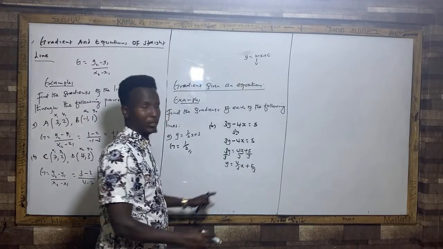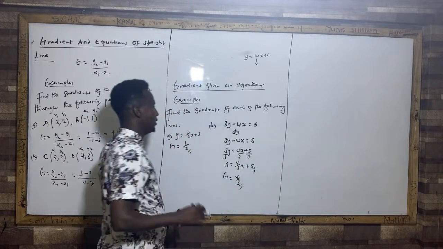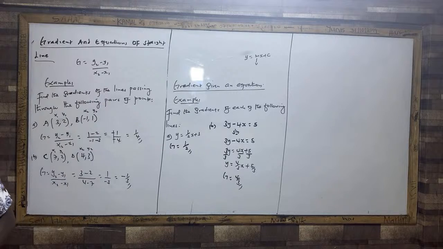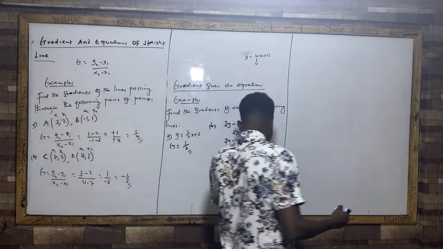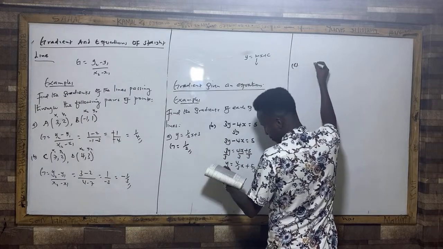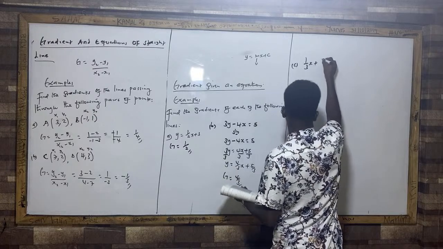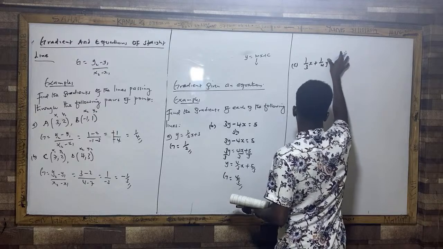So our gradient is what? Our gradient g is equal to 4 out of 3. Just understand, you need to write the equation in the form y is equal to mx plus c. Let's see one more example, then we proceed to perpendicularity. Question C: we have a third x plus 1 out of 4y is equal to 1 out of 12. Look at this one.